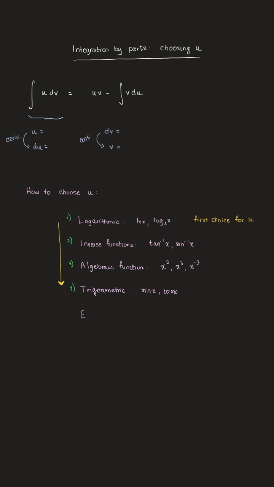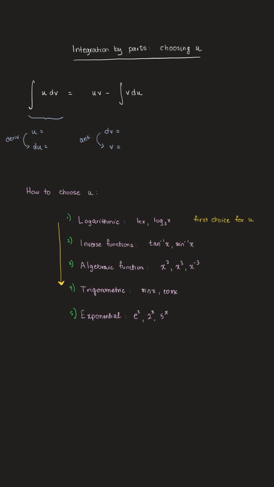And then the last choice for u are the exponential functions, like e to the x, 2 to the x, 5 to the x. Exponential functions, that would be our number 5 choice. If there are none of the above types of functions in the integral, then you choose the exponential function as your u. The reason for this is that when we have u, we are differentiating u to get du.